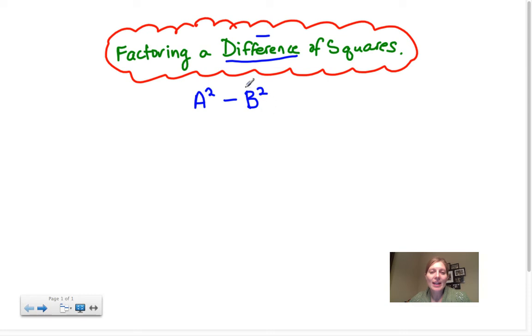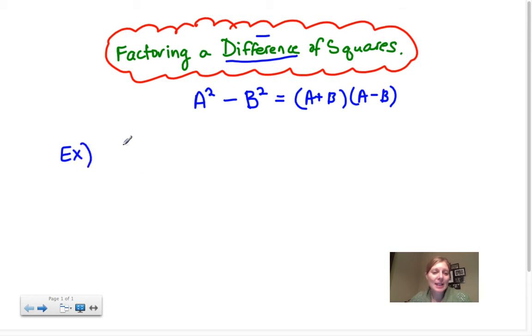If I find something that I need to factor that has those two terms that are perfect squares and they're subtracting, then the factoring is easy. I take the square root of the first and put it at the start of each bracket, the square root of the last, put it at the end of each bracket, and I alternate my plus and minus sign. And that's it. So let's do an example.